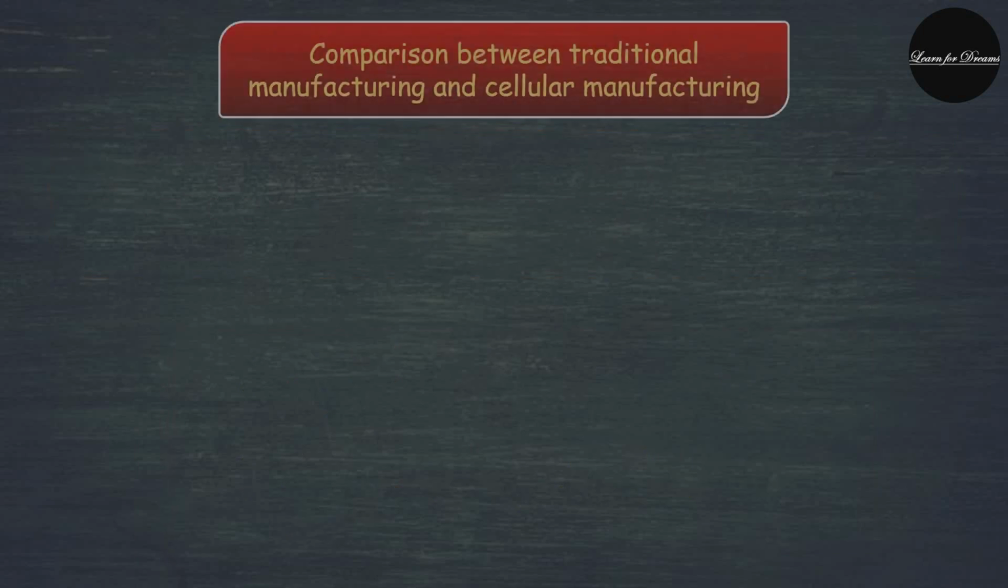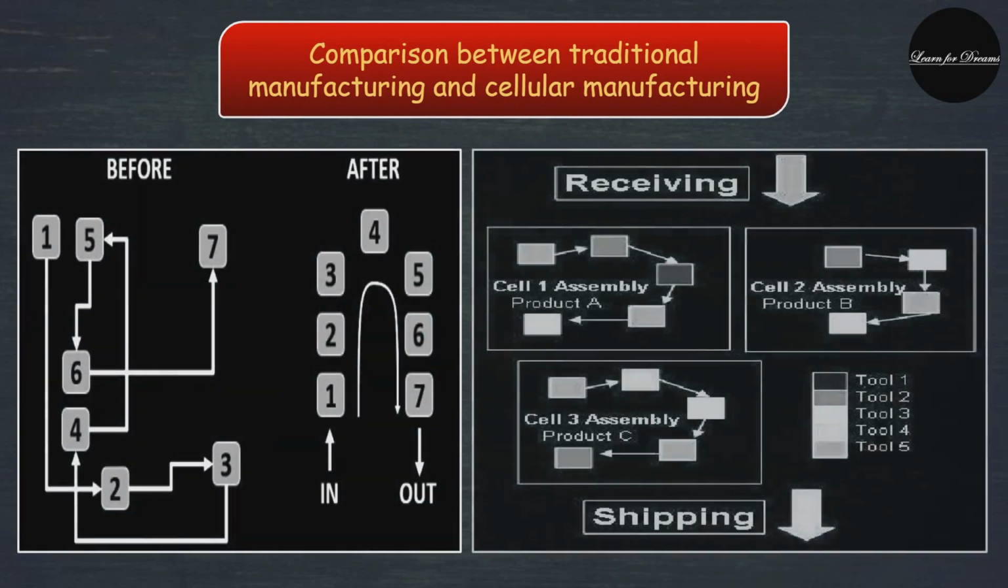Now let's see the comparison between traditional manufacturing system and cellular manufacturing system. In the first figure, we can see in traditional manufacturing system, there is no fixed path for raw material to come in and the final product to go out. But in cellular manufacturing system, we see the fixed incoming point and fixed outgoing point.